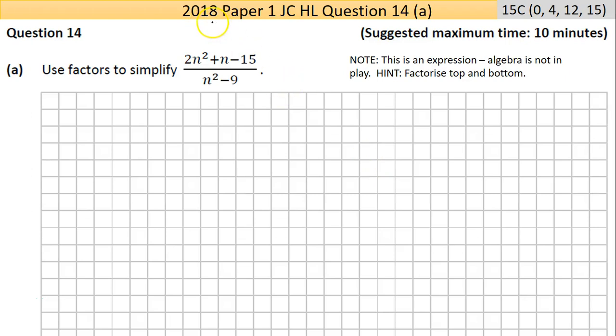Hi, and welcome to the last question of the 2018 Paper 1 of the Junior Cert Higher Level, question 14.